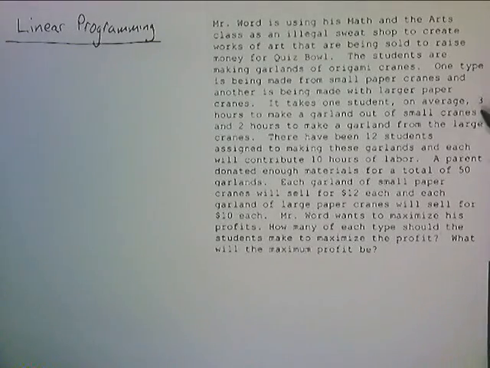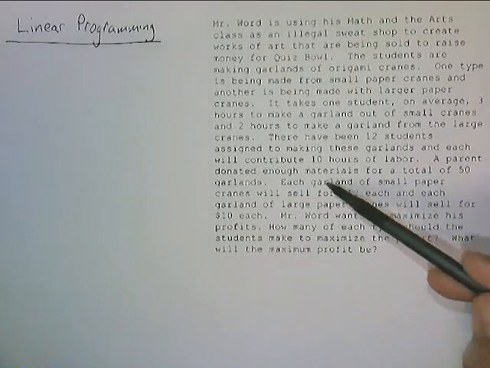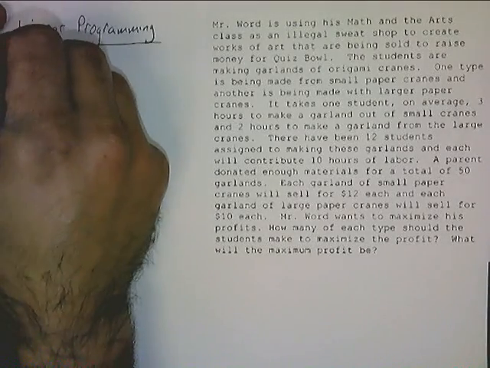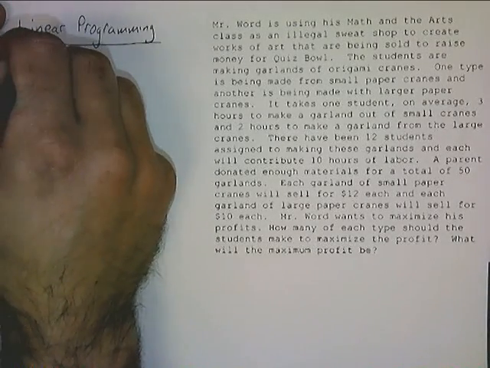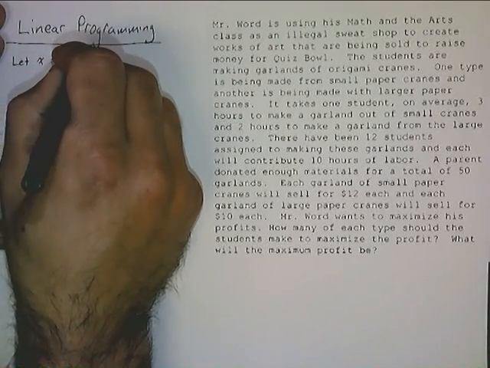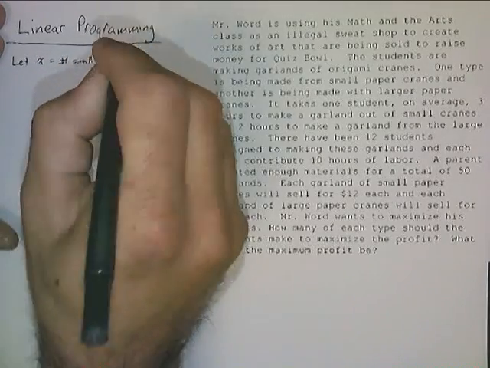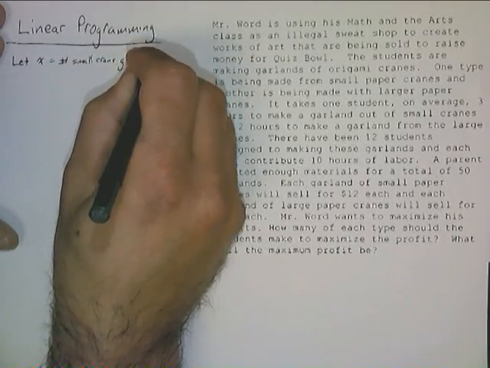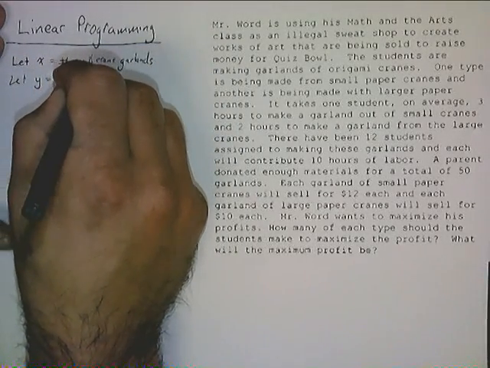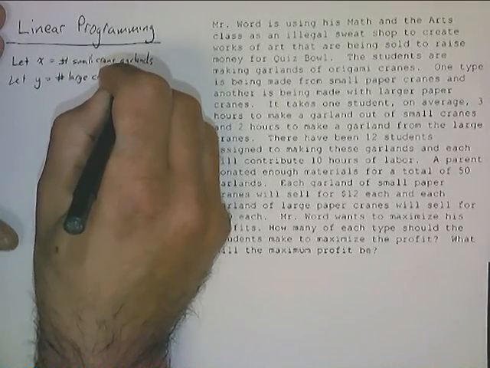Specifically, we look down here. A parent donated enough materials for a total of 50 garlands. So we need to write a system of inequalities here. The two types of garlands are ones made with small cranes and ones made with large cranes, so that's what we should define as variables. Let x equal the number of small crane garlands, and we'll let y represent the number of large crane garlands.